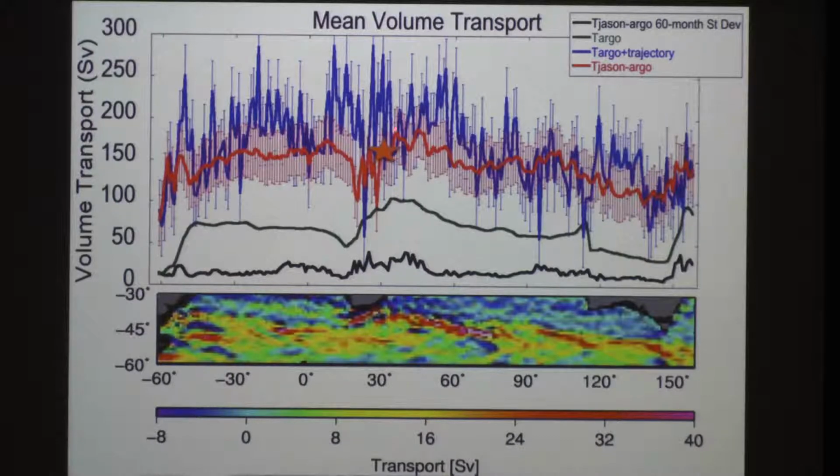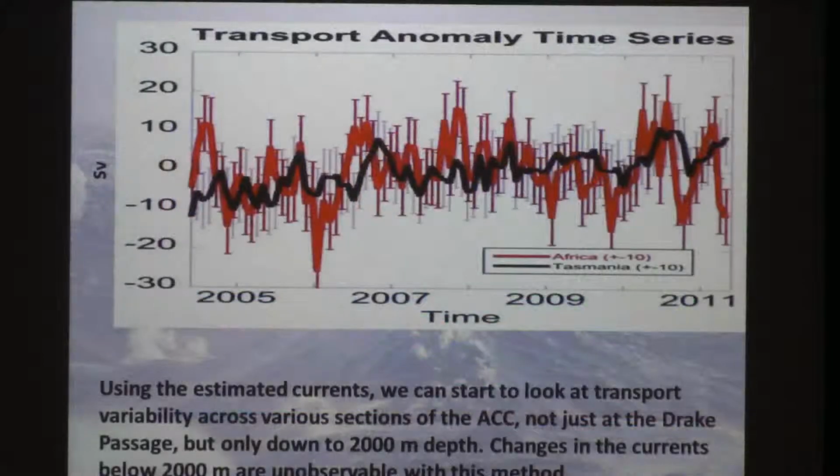And all indications that we've been able to test are that this drift estimate is biased a little bit high from the Argo drift, much higher than what we get from our method. All right. And so from this, we can actually start to look at transport variability in the Southern Ocean along various sectors and start to look for changes in the transport and relationships and types of variability in the transport.